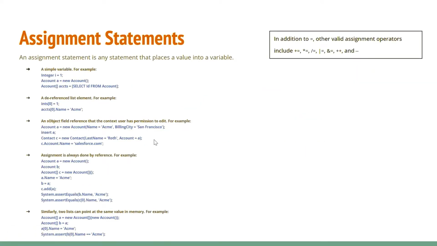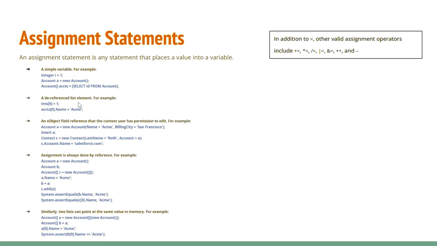Okay. So next we have assignment statements. An assignment statement is any statement that places a value into a variable. A simple variable, for example, integer I equal to 1, so 1 will be assigned to I. Account equal to new account, so the new account value will be assigned. Then a dereference list element, for example, we have defined one list and then we are trying to put values in that particular list. So at 0th location in that list, I want one value, so I will do this thing.